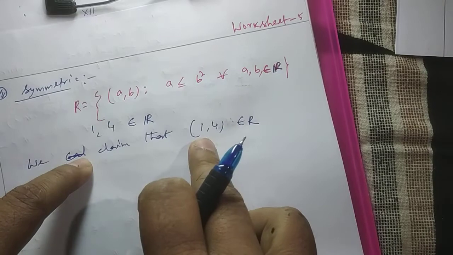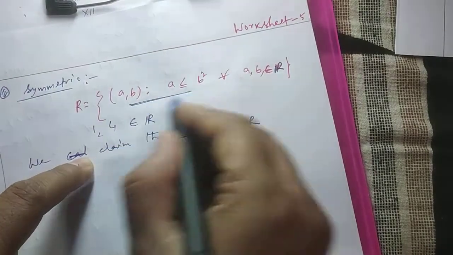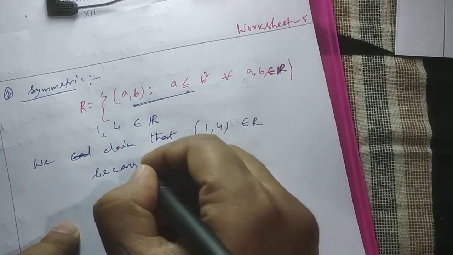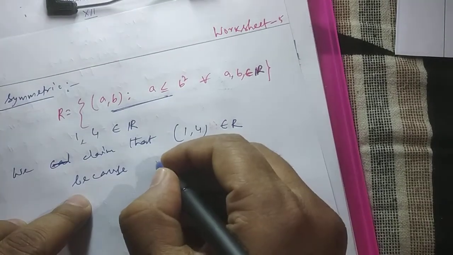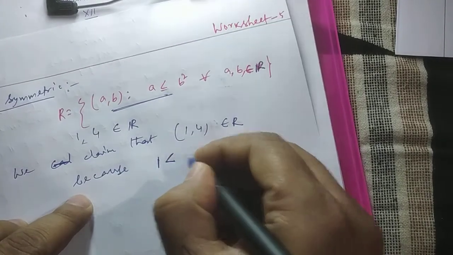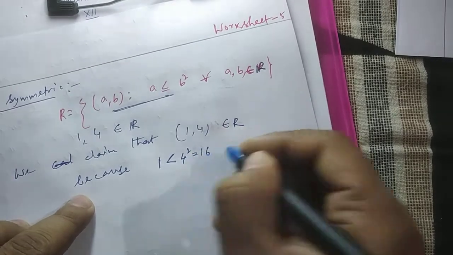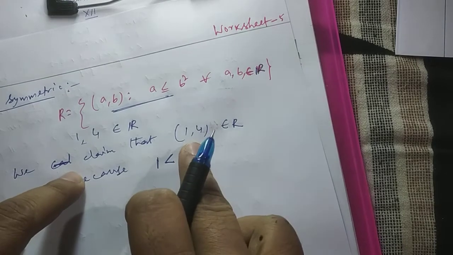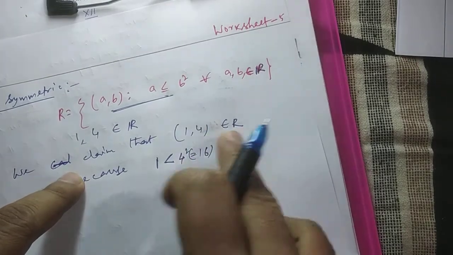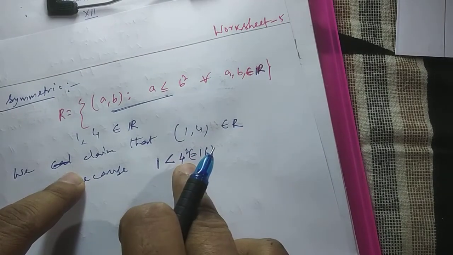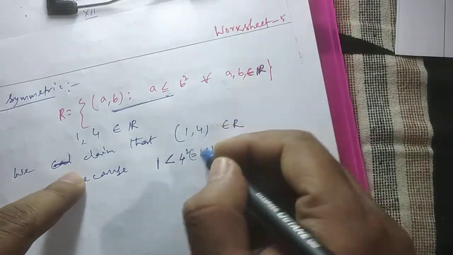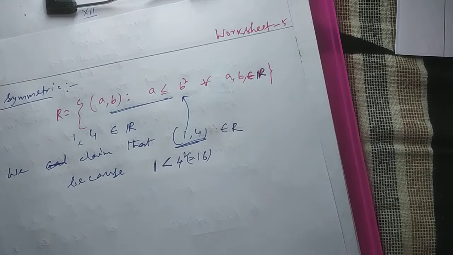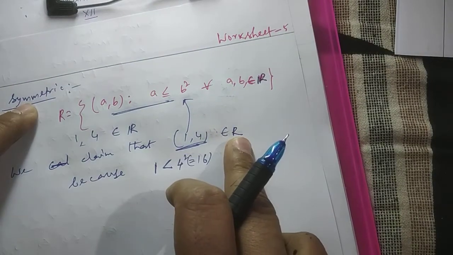Now we claim that 1, 4 is satisfying the given relation. Why do we claim? Because 1 is less than 4 square, which means 16. That's why we claimed here 1, 4 belongs to R, because 1 is strictly less than 4 square, which means 16. So this ordered pair is satisfying the given relation. That's why we claimed that 1, 4 belongs to R.